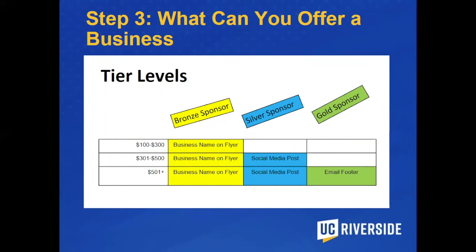For bronze level sponsors, their business name will be listed as a sponsor on all club flyers for the academic year. Silver sponsors will also have that in addition to an advertisement on your club's social media platforms. And gold sponsors will receive both of those incentives, plus the name of their business will be featured on the group's email footer as a sponsor for your club. You can offer anything practical and, of course, legal.